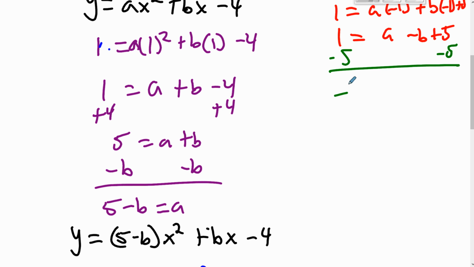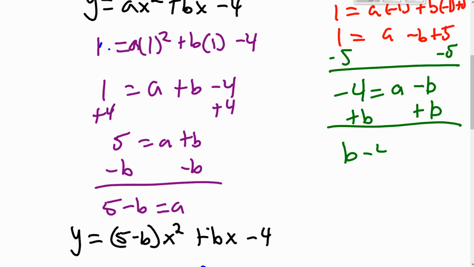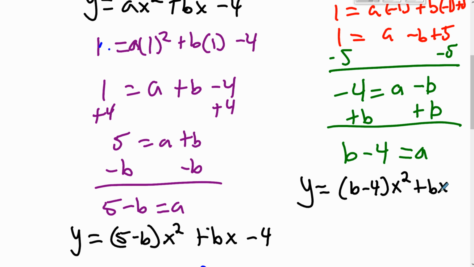So we'll go ahead and get negative 4 equals a minus b. We'll add b to both sides. So we get a positive b minus 4 equals our a. So again, now we know our a, even though it has a b in it, that's okay. So it's ax squared plus bx plus our c, which is 5. Okay, so now we only have one letter, b.